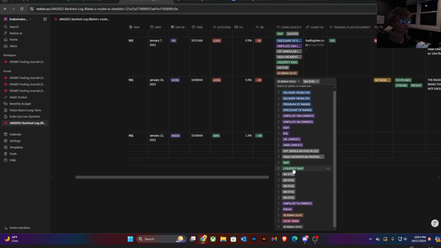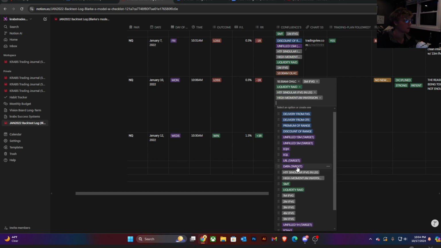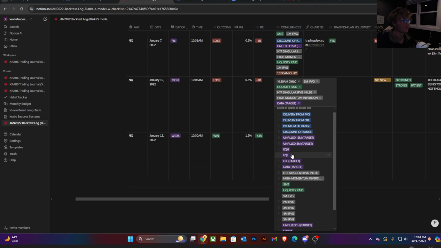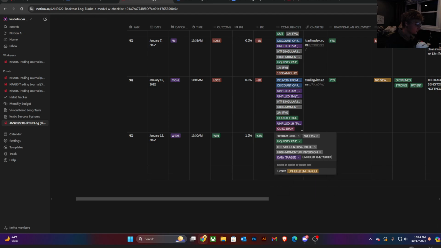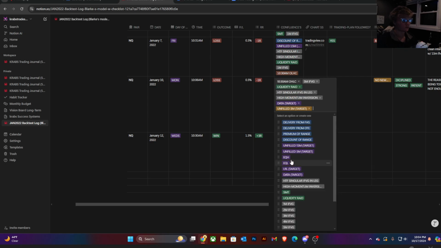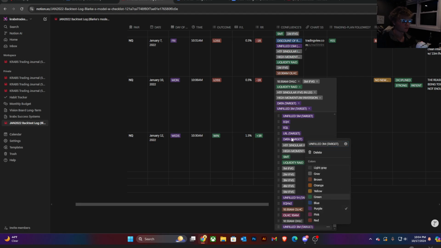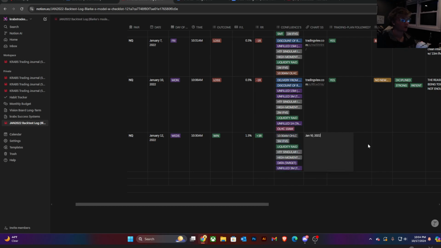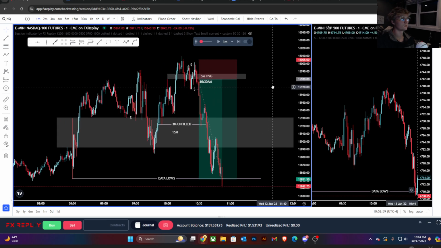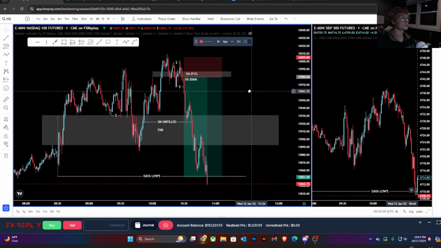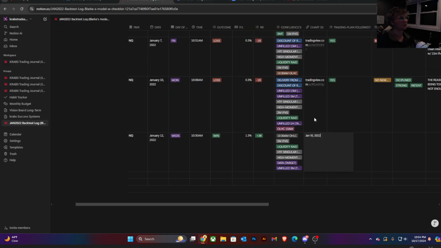Five-minute inversion, liquidity raid, highest time frame inversion, high momentum inversion, data lows below, unfilled 3 minute as well. And yeah, clean trade there. Throw the chart right here. Screenshot this. Straight bottom tick. Banger.